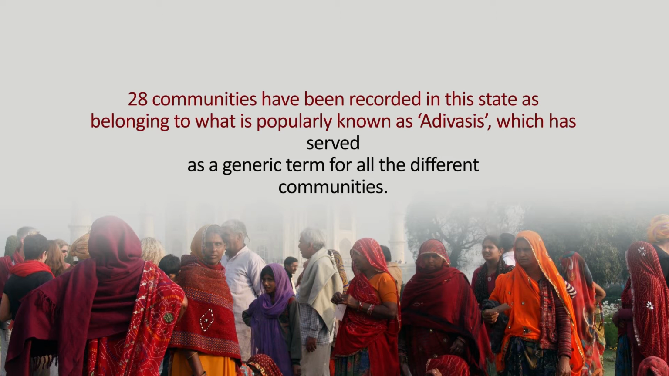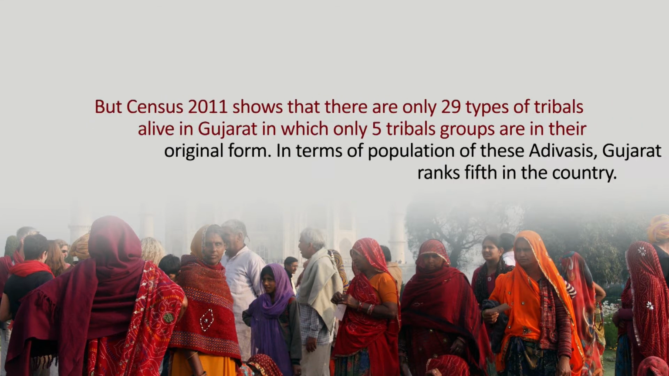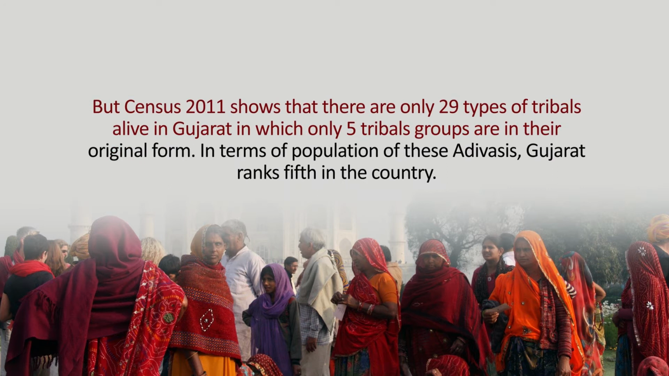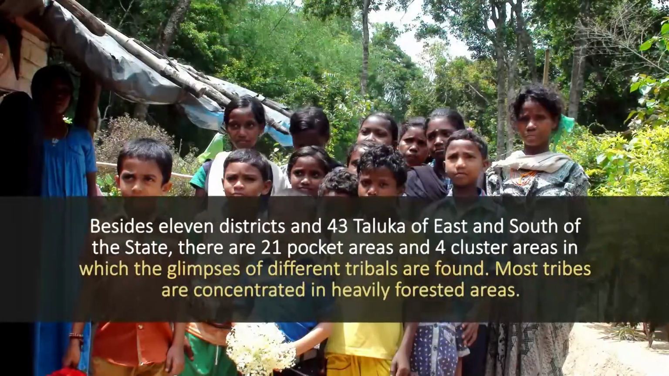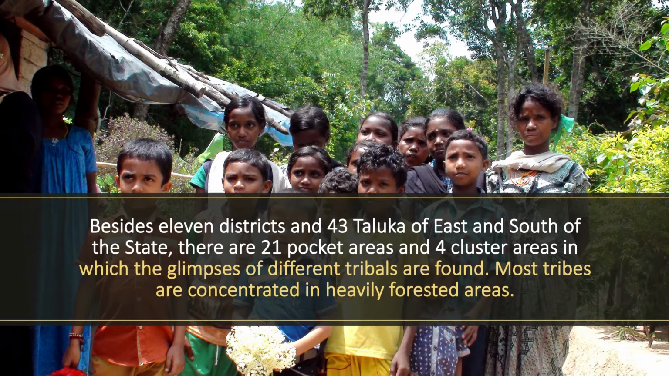state as belonging to what is popularly known as Adivasis, which has served as a generic term for all the different communities. But Census 2011 shows that there are only 29 types of tribals alive in Gujarat, in which only 5 tribal groups are in their original form. In terms of population of these Adivasis, Gujarat ranks 5th in the country. Besides 11 districts and 43 talukas of east and south of the state, there are 21 pocket areas and 4 cluster areas in which glimpses of different tribals are found.